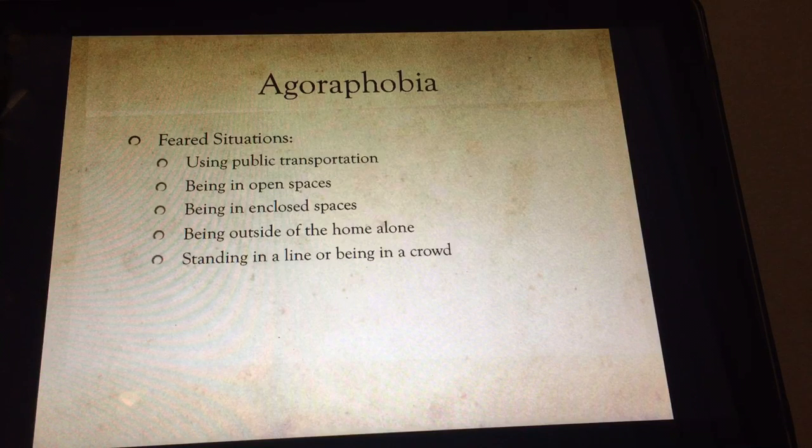Some situations where agoraphobia takes place, or what people are afraid of with this disorder, are using public transportation, being in open spaces like a huge open field, or being in closed spaces that are extremely tight and compact. Even an elevator could feel like too enclosed a space. Being outside of the home alone, so just leaving the house alone, or standing in a line or being in a crowd, can all make them very uncomfortable and give that anxiety of this disorder. They will also have the symptoms of the other anxiety-driven disorders, like the sweating, palpitations, fast heartbeat, nervousness, nausea, sick to their stomach, all of the other ones that I just previously went over.